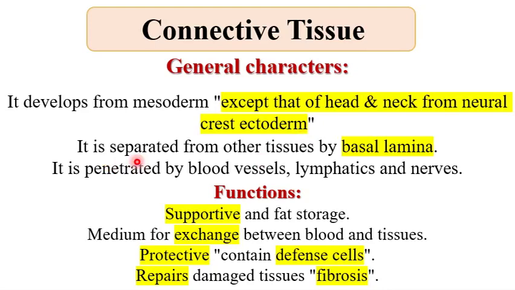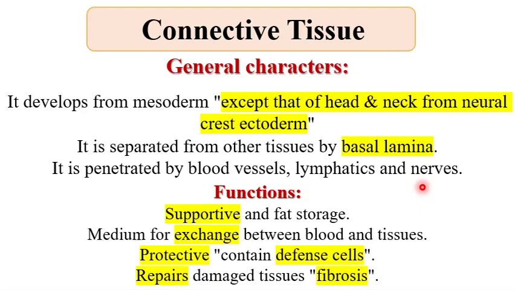Connective tissue is present under the epithelial tissue and is separated from epithelial tissue and other tissues by the basal lamina or basement membrane. Okay? Connective tissue is vascular while epithelial tissue is avascular. Connective tissue is vascular as it is penetrated by blood vessels, lymphatics, and nerves. So, connective tissue is mainly present in vascular tissues and is responsible for the nutrition of other tissues around it.